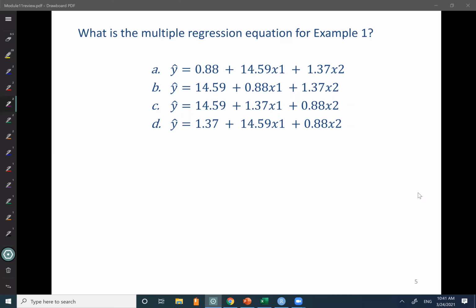It's ubiquitous, running regression models. So what do we have there?